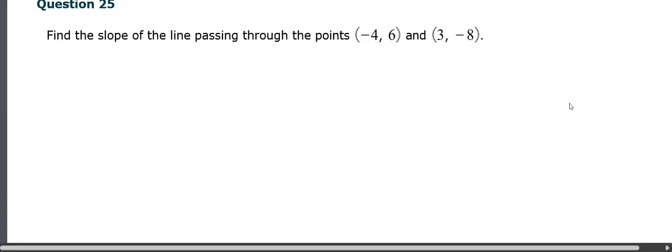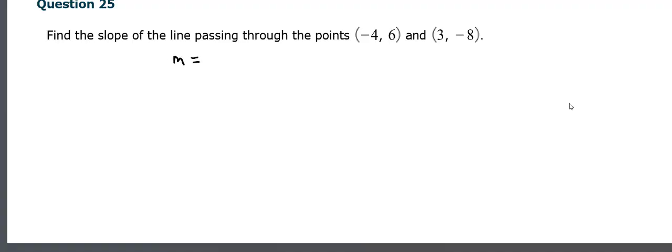Find the slope of the line passing through the points (-4, 6) and (3, -8). One way you could do this is plot those points and count the change in the rise over the change in the run. Or you could use the slope formula, m equals the change in the rise. The rise deals with our y values. So m equals y sub 2 minus y sub 1 over x sub 2 minus x sub 1.